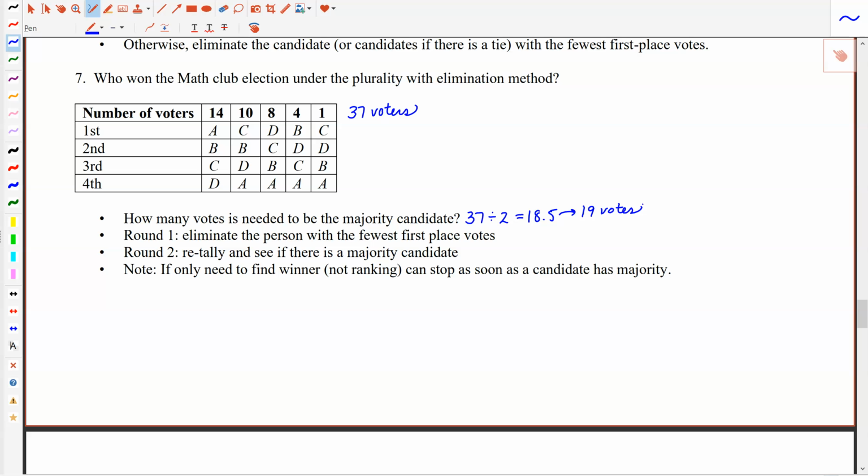So let's see if somebody already has majority. Now when we did this already in the plurality method, so we took a look at A, B, C, and D, and we just took a look at their first place votes.